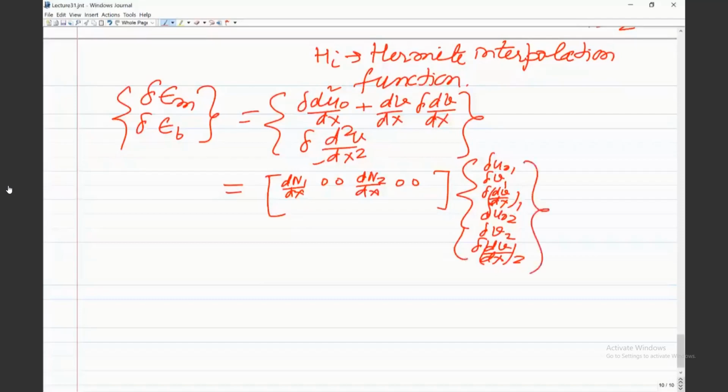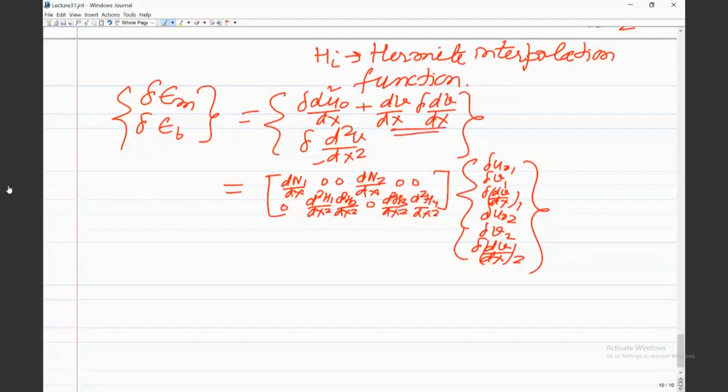And the second term we will have delta of d2v by dx square, so that would be d2h1 by dx square, d2h2 by dx square, 0, d2h3 by dx square, d2h4 by dx square. So that's the linear part, and this is the nonlinear part.